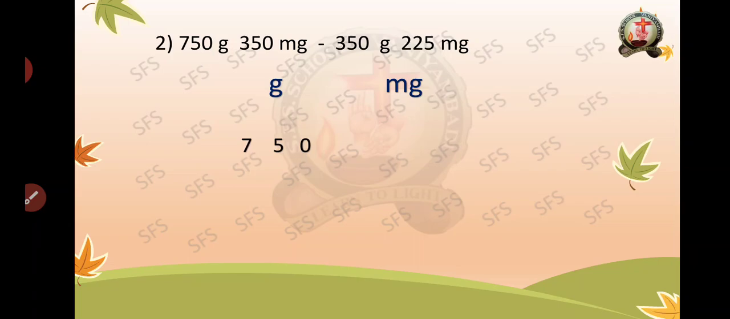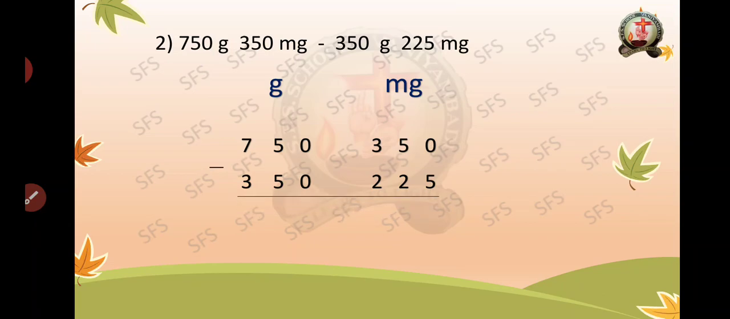Now, 750 g 350 mg, and the second is 350 g 225 mg. For subtraction we have to use, yes, we have to use the minus sign.